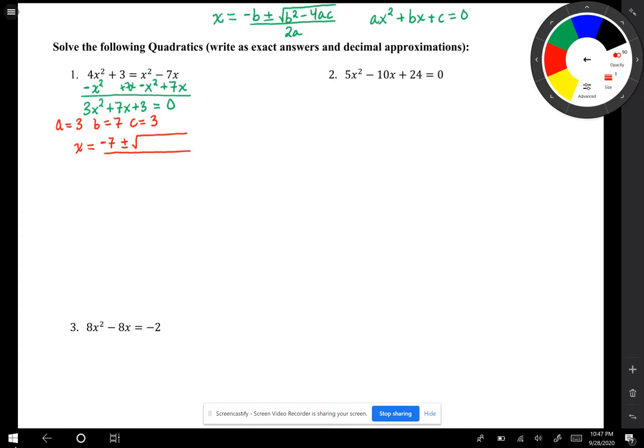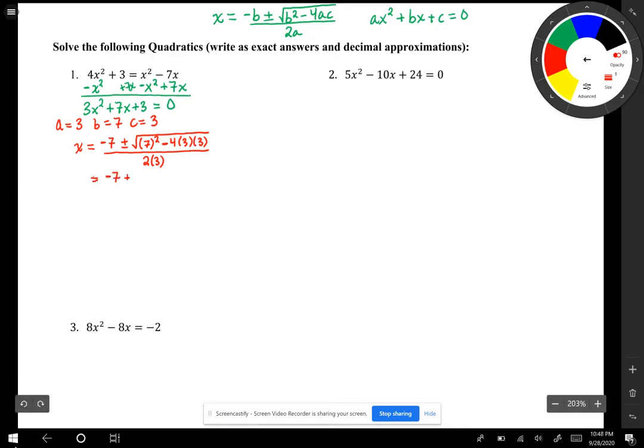So now we have b squared. So b is 7. Square it. Minus 4 times a times c. Make your bar long enough. All over 2a. 2 times 3. And from that point on, it's just math. It's just doing basic stuff. Use a calculator when you need to.